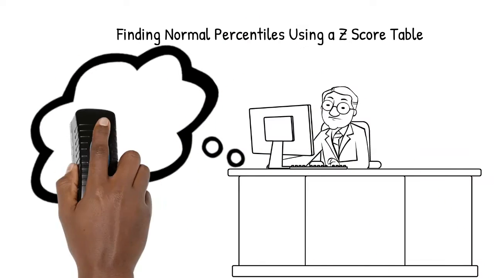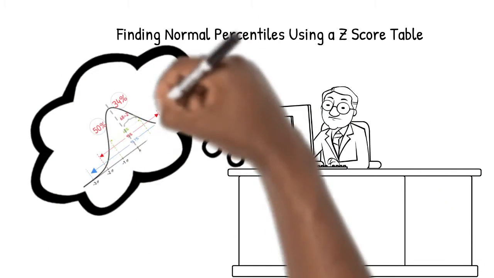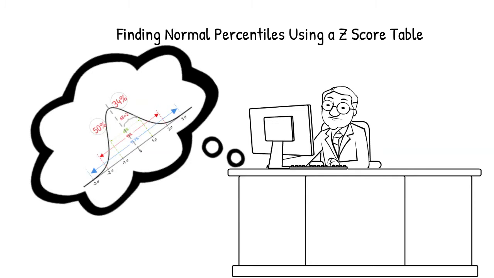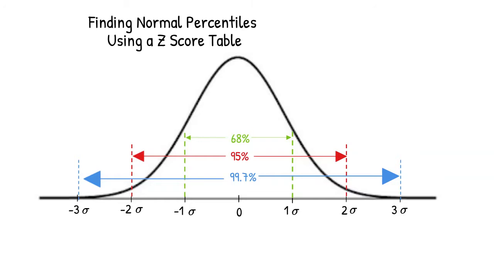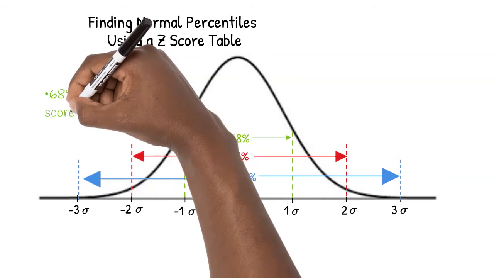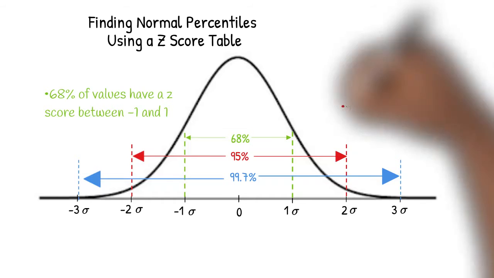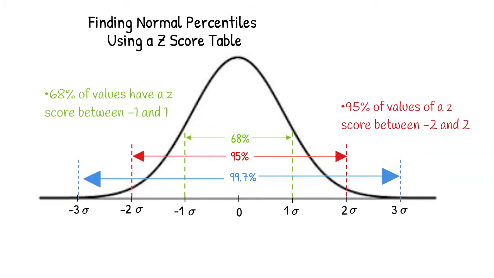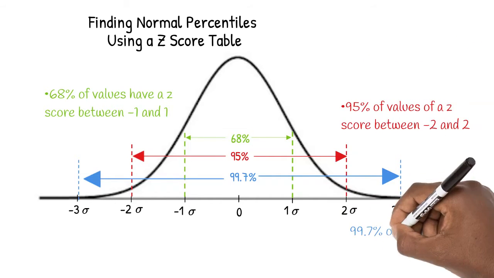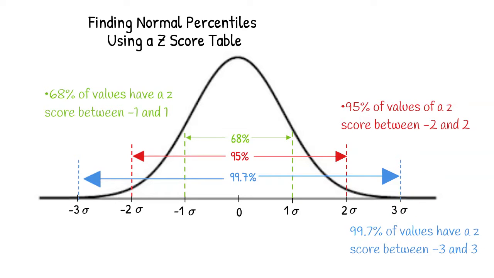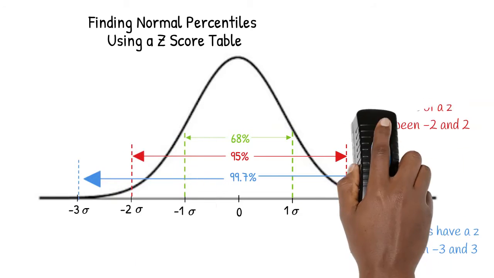In a previous video, we learned to find percentiles using the 68, 95, 99.7 rule and the normal curve. We also learned that the z-score tells us the number of standard deviations a value is away from the mean. And we learned that 68% of values are within 1 standard deviation from the mean, 95% of values are within 2 standard deviations from the mean, and 99.7% of values are within 3 standard deviations from the mean.